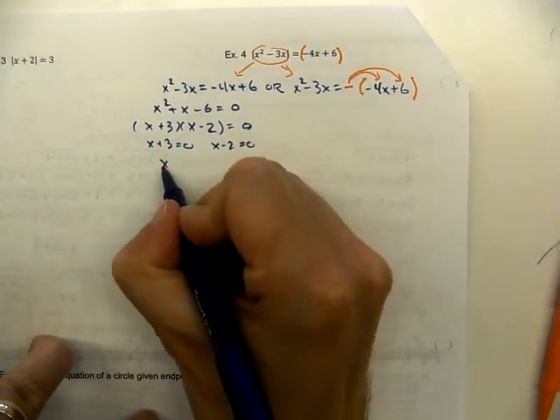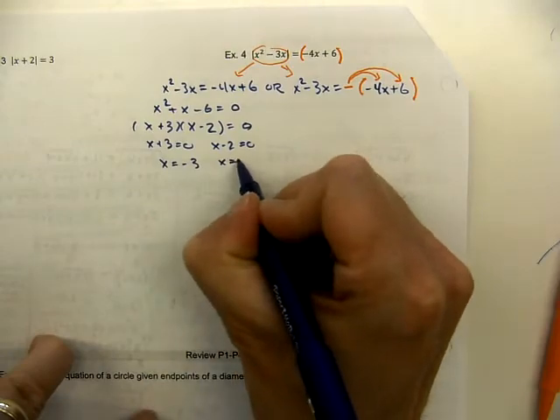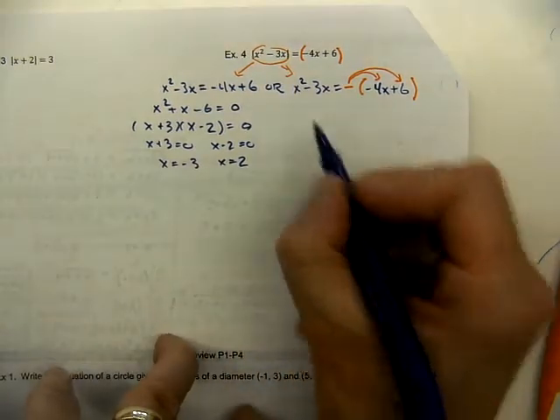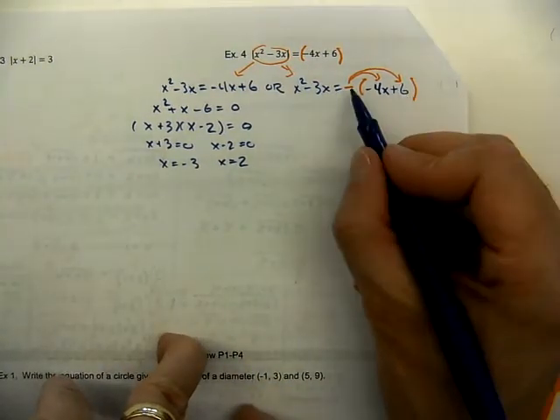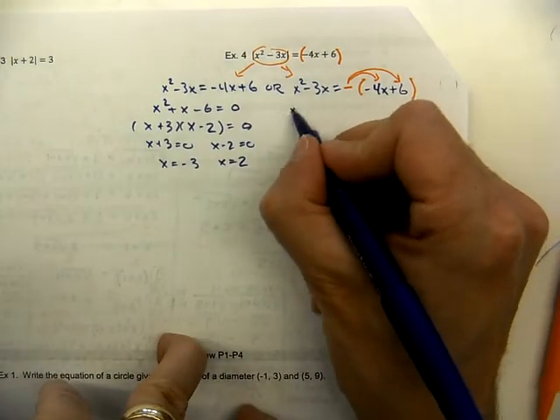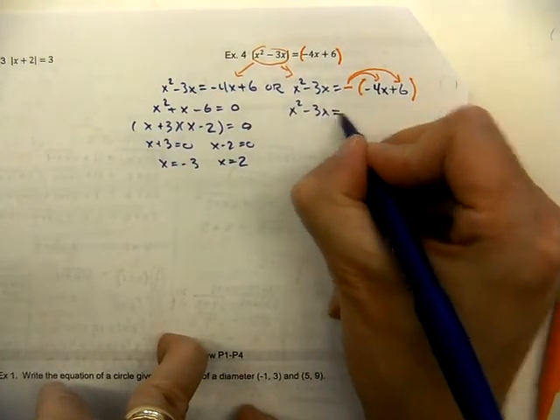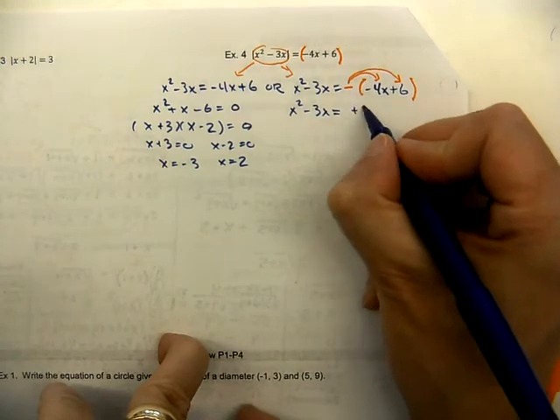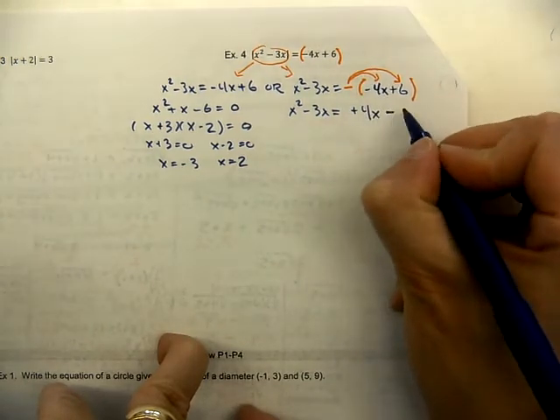So we're kind of borrowing the same numbers from before. We get these 2 answers. We get negative 3 and positive 2. I'll do the check step later. On the quadratic on the right, again, let's distribute that negative 1. So x squared minus 3x equals a positive 4x and then a negative 6.